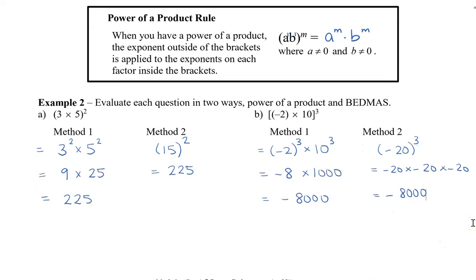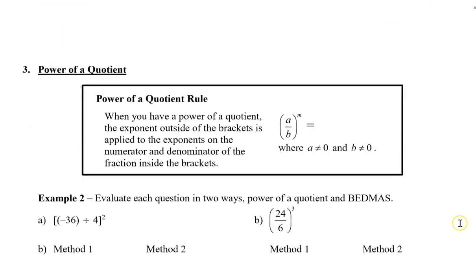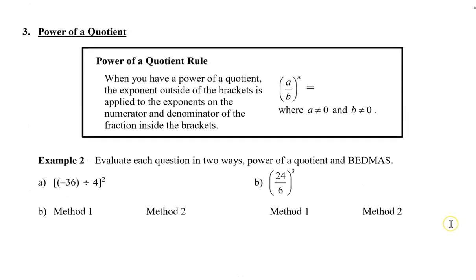Lastly, let's take a look at the power of a quotient rule. So the power of a quotient states that when you have a power, which is the exponent of a quotient, means that we're taking two values and we're going to divide them. The exponent outside of the brackets is applied to the exponents on the numerator and denominator of the fraction inside the brackets.